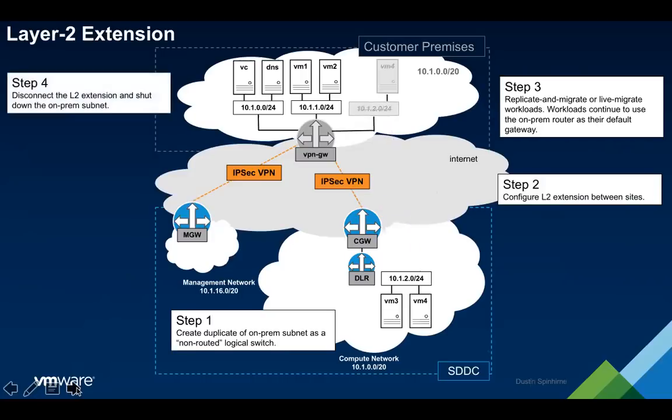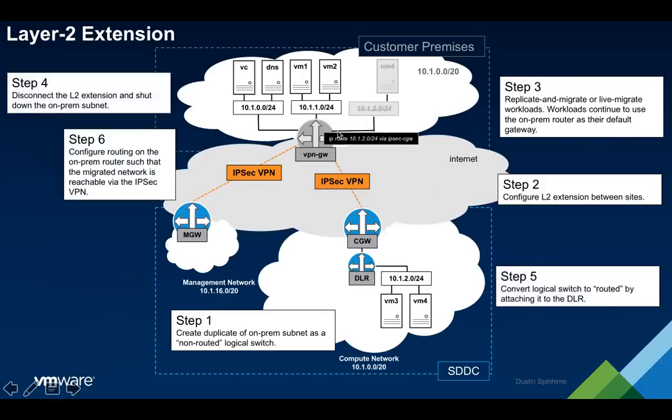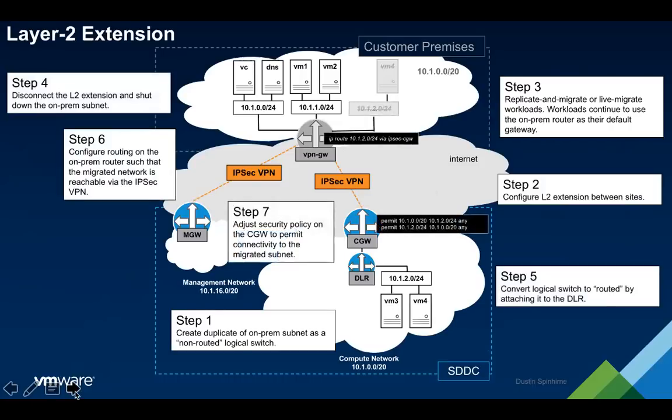So here we're gonna tear down the L2 extension, shut down the on-prem side, plumb in the networking on the SDDC. So now the migrated network is now reachable, now routable within the SDDC. And then again, we're gonna adjust the routes to make it reachable remotely and adjust the security policy. And so that's the L2 extension model.